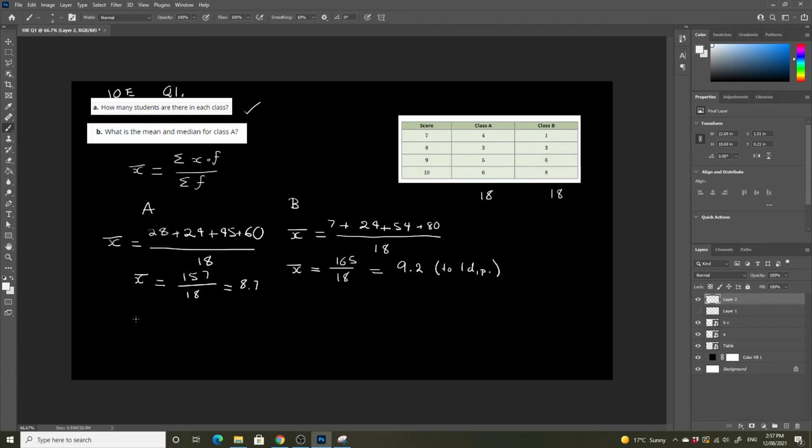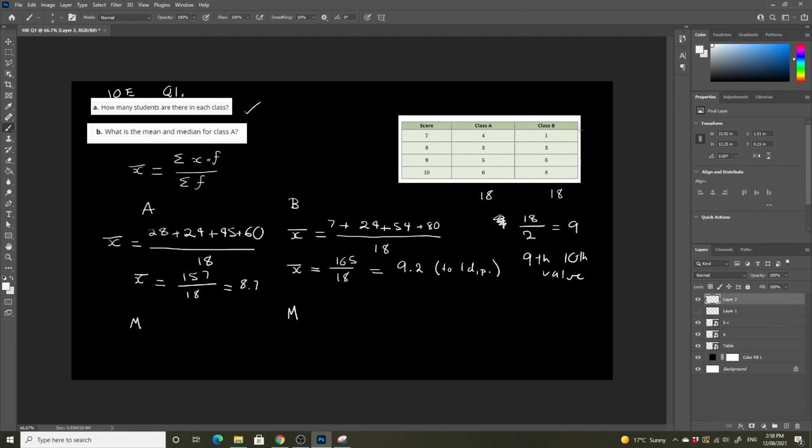Now to solve for the median, that's our next question. We have 18 values, so that's even. If it's even, we find the halfway point, so 18 over 2, which is our ninth value, and then we add the next value across. So it's going to be the midpoint between our ninth and our 10th value. And that'll be the same for both of them, seeing as they both have 18 data points.